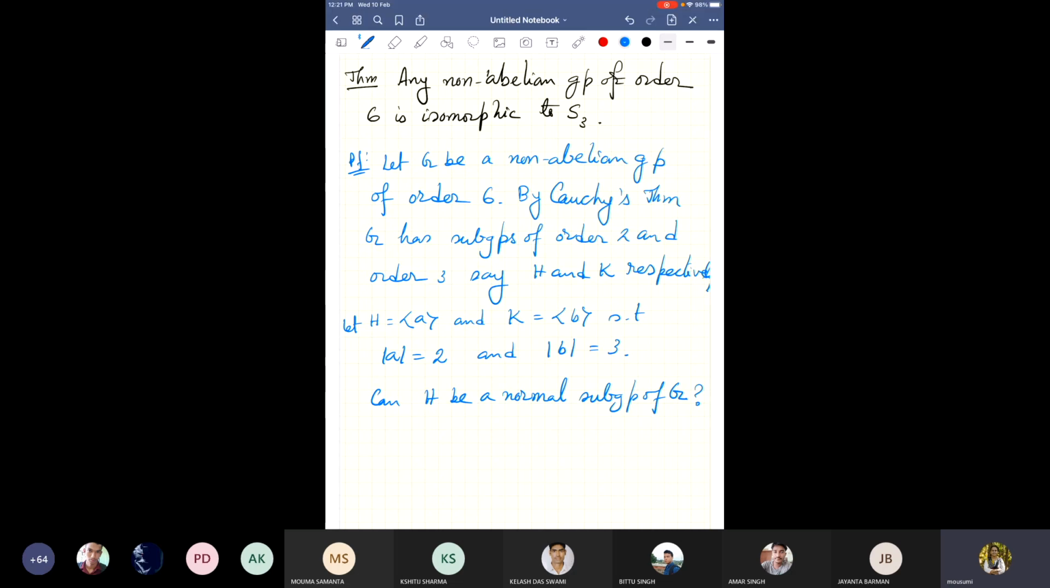G is a non-abelian group that I have started with. Now I am asking whether H is a normal subgroup of G or not. Can somebody tell me? Yes, ma'am. H will be a normal subgroup. No, ma'am. H will not be. Just hold on a second.